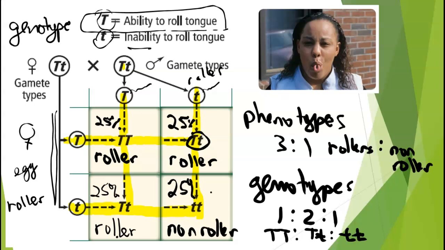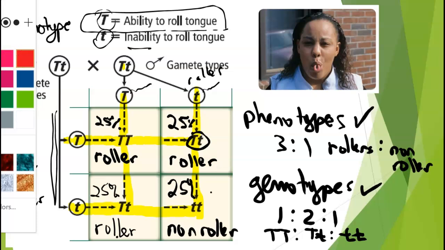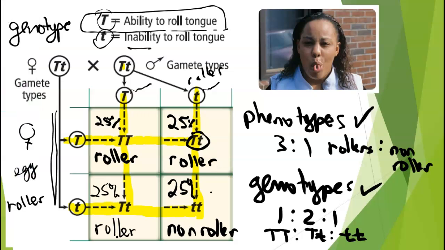In many problems you'll be asked for the phenotype probability and the genotype probability. You could always write this out in terms of percentages. So you can say 75% rollers to 25% non-rollers, and 25% big T big T, 50% big T little t, and 25% little t little t. That's the difference between a ratio and a percentage.